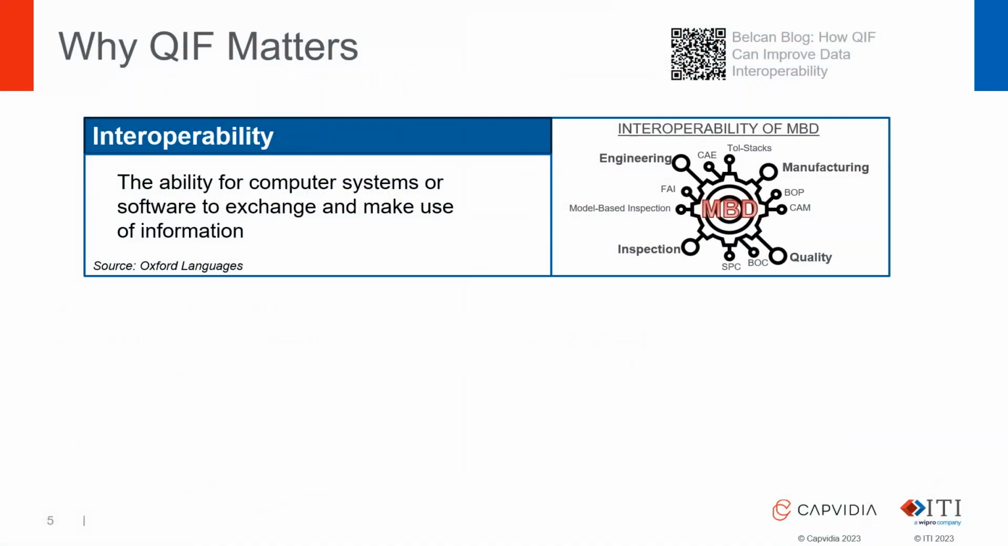All right, thank you. Let's start by outlining a little bit of the basic principles behind why we care about QIF. Why do we care about model-based definition, generally speaking? What are the important principles here? A lot of this goes back to the idea of interoperability. What is interoperability? The ability for computer systems or software to exchange and make use of information.